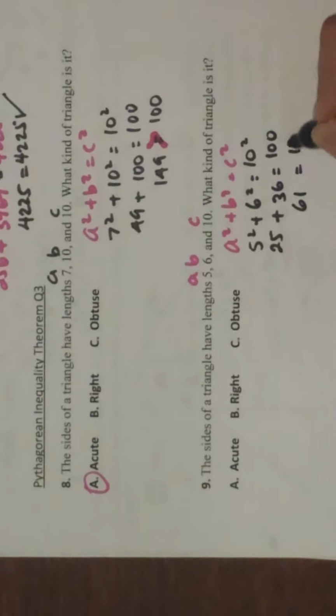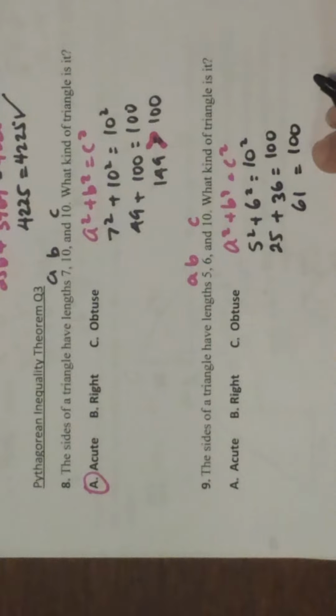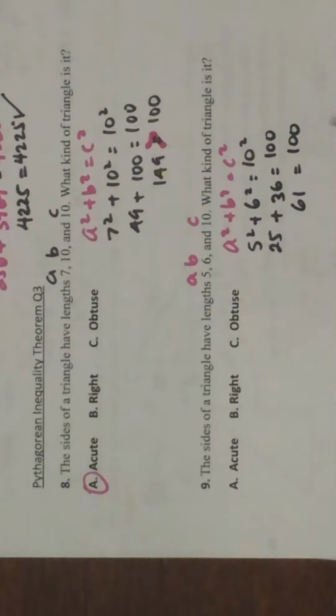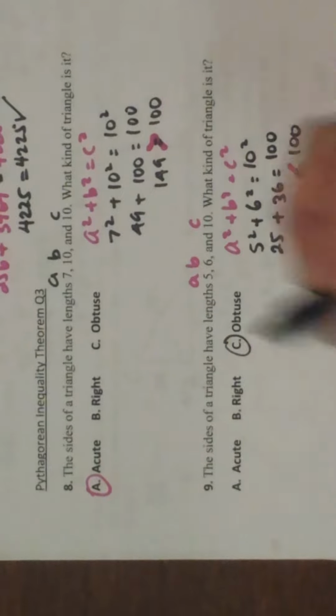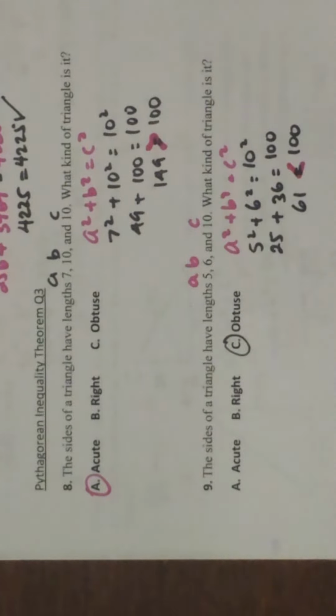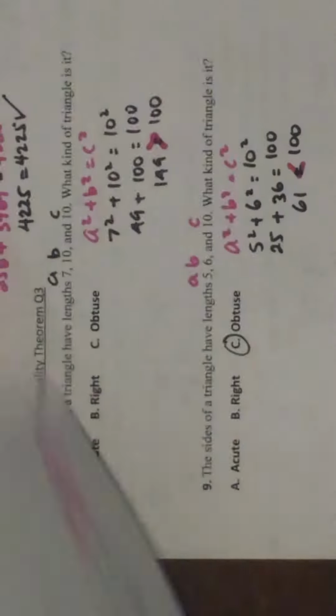61 equals 100. 61, is it equal to, greater than, or less than 100? It is less than. All right, think opposite. If I thought less than, I would think acute, but think opposite, so your answer is obtuse. Okay, so if it's less than, it is obtuse. All right, number 10.